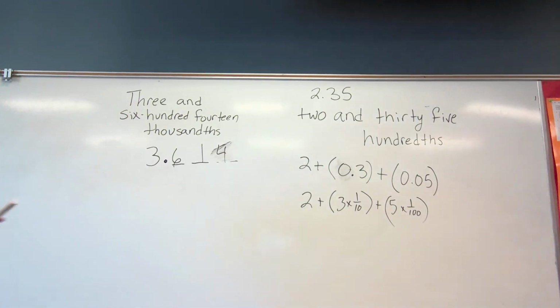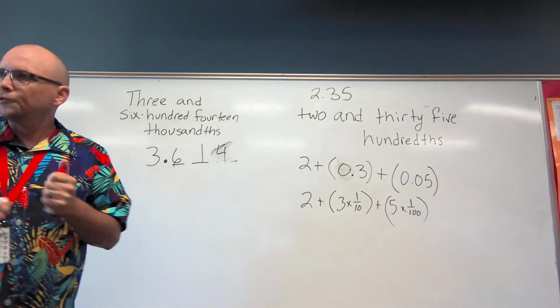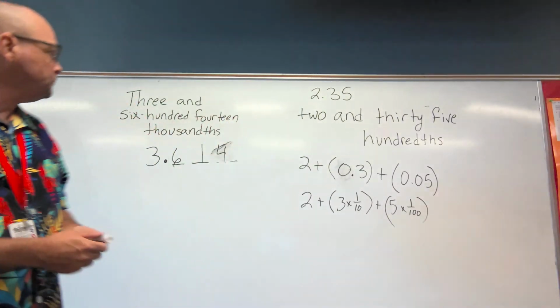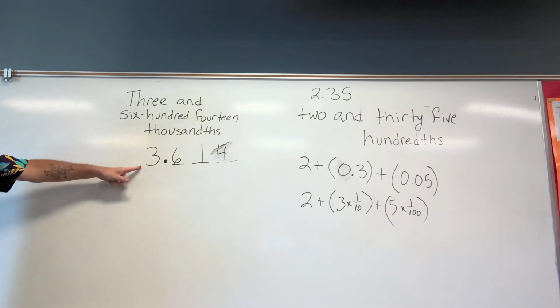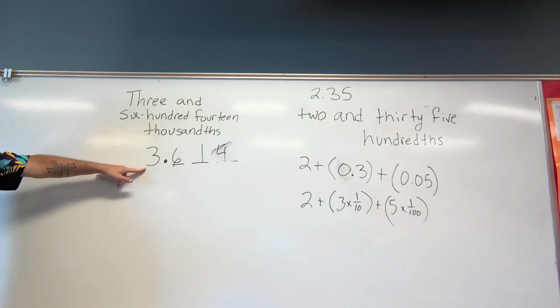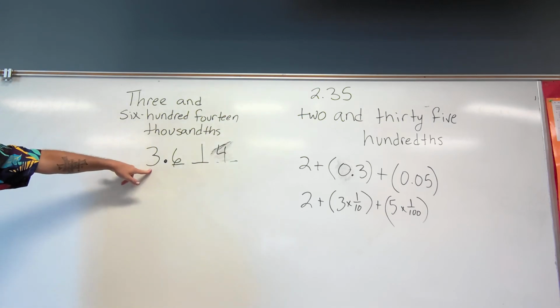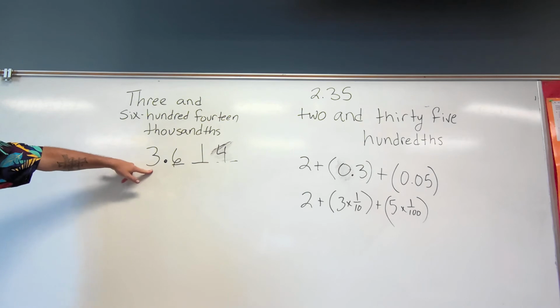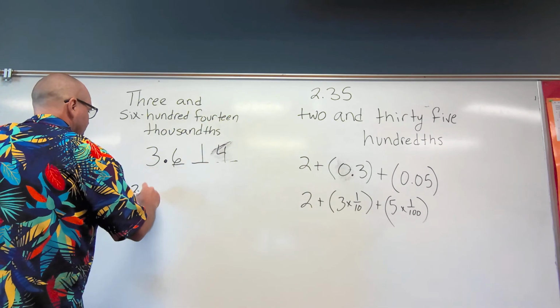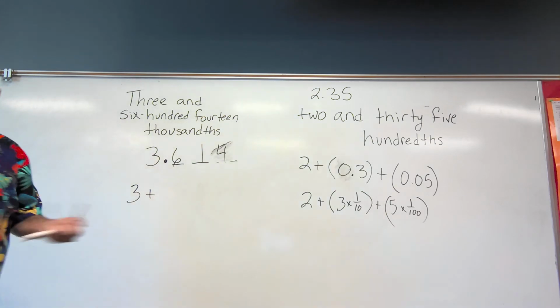Now, writing in expanded form, Kaylin, what do I start with? Kaylin? She's not here. Why not? She didn't check in with you and say why she's not here? Jacob, what do I start with? 3. 3 what? What's the value of the 3? Good, 3. Plus.